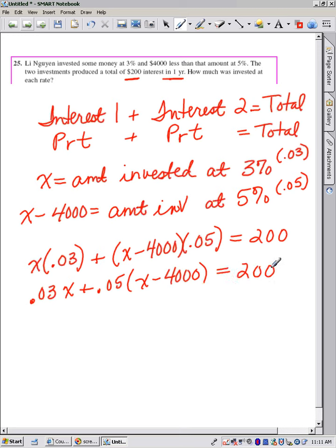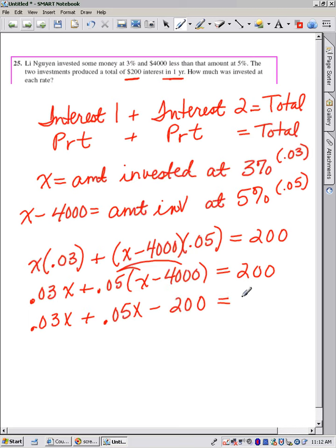Now, as you learned in section 2.3, you can remove the decimals if you want, multiplying by 100. You don't really have to. We can just keep them in. If you keep them in, you just really need to pay careful attention to those decimal points. So you get 0.03x plus, now distribute, 0.05 times x is 0.05x. Then we have to do 0.05 times 4,000, which is minus 200.